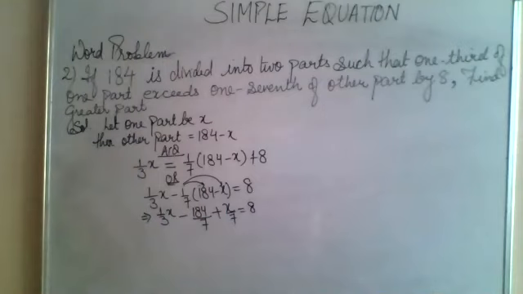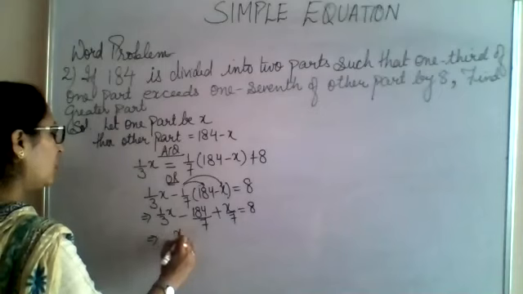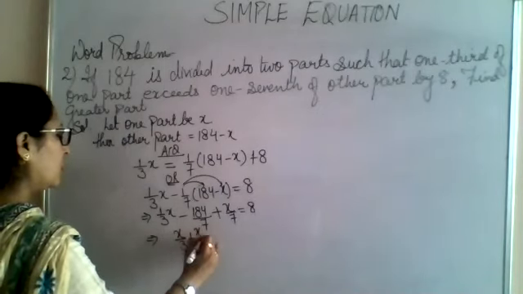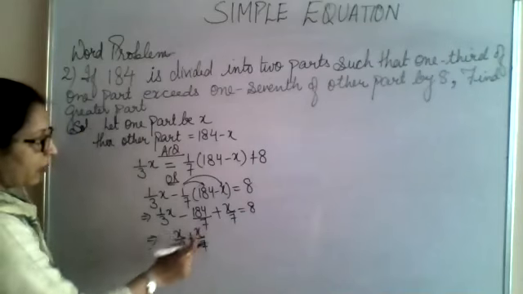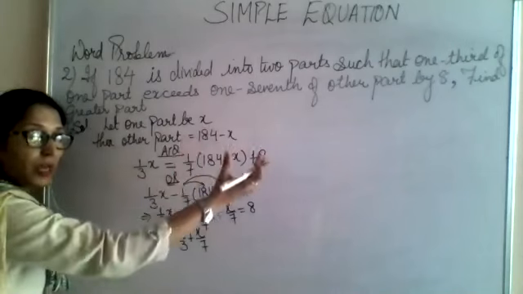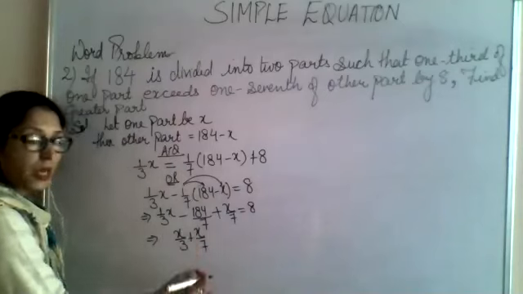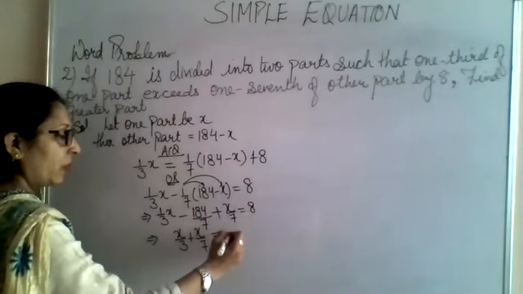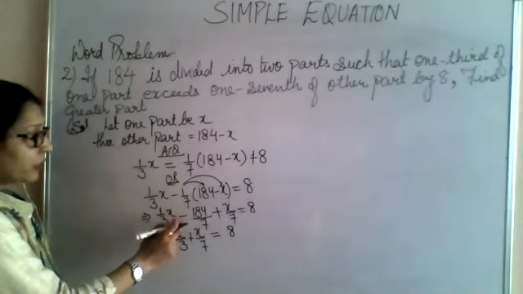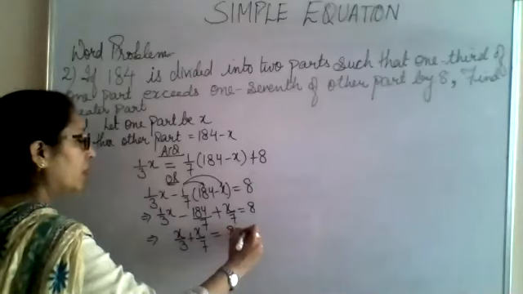Write variables on the right side and constants on the left side, or vice versa. You can write anywhere, so I will write variables on the left side: x upon 3 plus x upon 7. Remember, I am not shifting x upon 7 to the other side of the equal sign. This is on the left side, so I am just writing it here on the same side, so I will not change its value. 8 is already written here. This is minus. When minus is shifted to the other side, the right side, it will become plus.